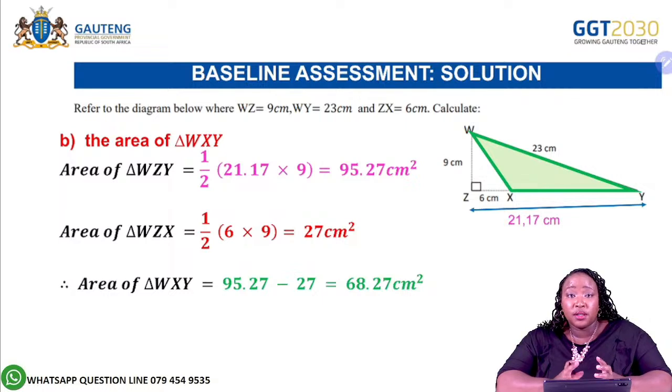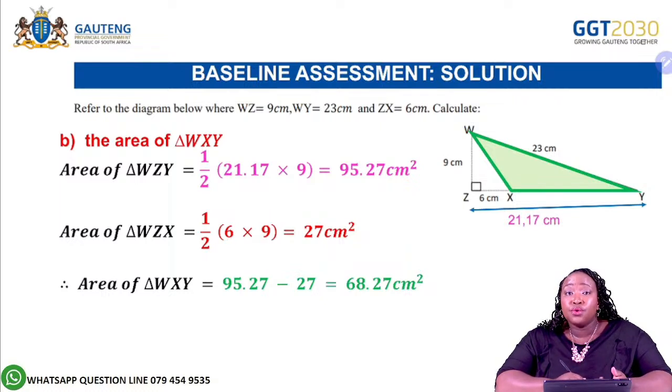Okay. So here what you need is simply the value. You can practice it on your own if you did not use this method, okay? So just get the value that the area is 68,27 centimeters squared. All right? Okay. I hope you have copied it.